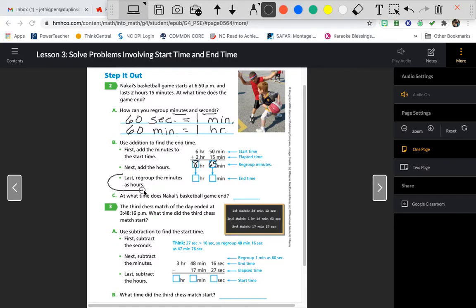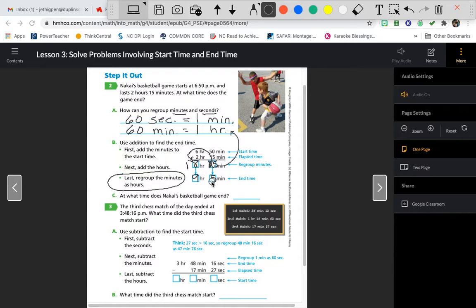Now, look at this last step. Regroup the minutes as hours. So right now we have 65 minutes. Well, if we go back up to what we said earlier about how to regroup minutes and seconds, we know that 60 minutes is 1 hour. So if we have 65 minutes in our time, we can take 60 of those minutes and we can regroup them as an hour. So we're going to regroup it as 1 hour. So 1 plus 8 is going to give us 9, and we have 5 minutes left over. So 9 hours, 5 minutes is our end time.